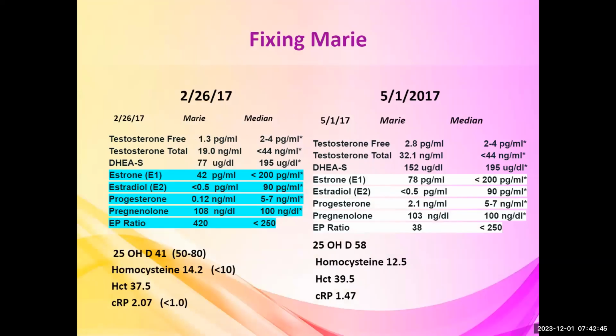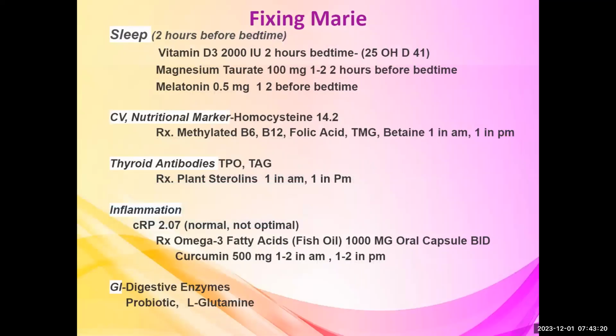So here we have Marie, and as you can see, the dates went from February 2017 to May, so just a little over 10 weeks. You can see the blood levels, and the EP ratio went from 420 to 38. You can see everything's better. Testosterone levels are better. Her vitamin D is better. Homocysteine's better. Hematocrit's up a little bit. C-reactive protein is down by half, 0.5. So you can see everything got a lot better.